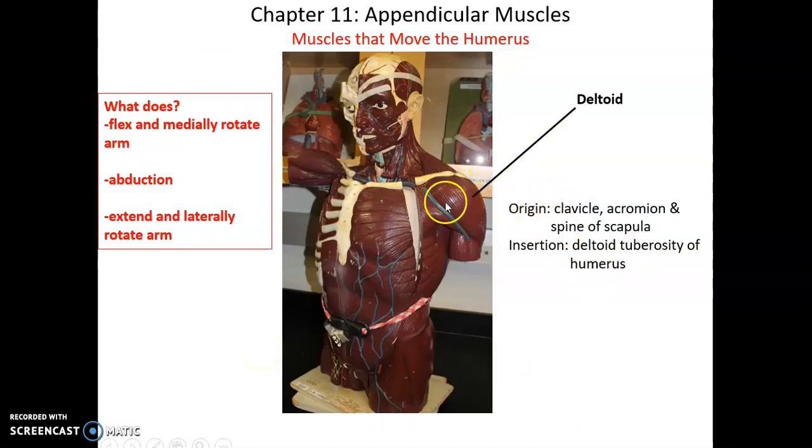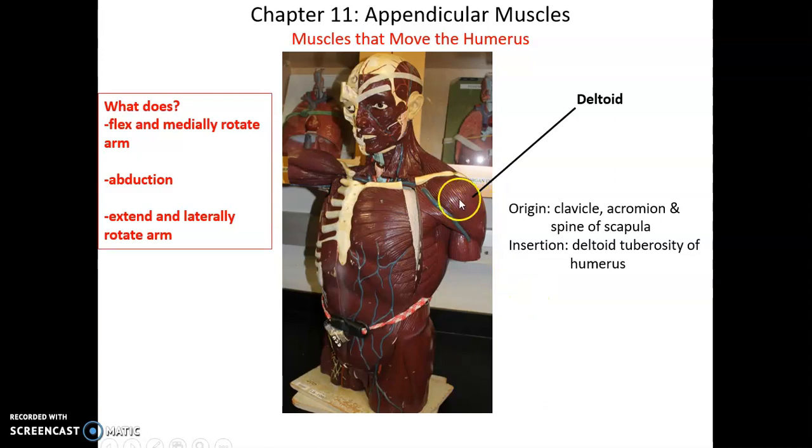Then on the lateral side of the arm, we have the deltoid muscle, a very large muscle on the shoulder. Its origin is the clavicle, the acromion, and spine of the scapula. And it inserts into the deltoid tuberosity of the humerus. And it is a large muscle. It can flex and medially rotate the arm. It can engage in abduction, which means extending the arm out laterally, and it can extend and laterally rotate the arm.